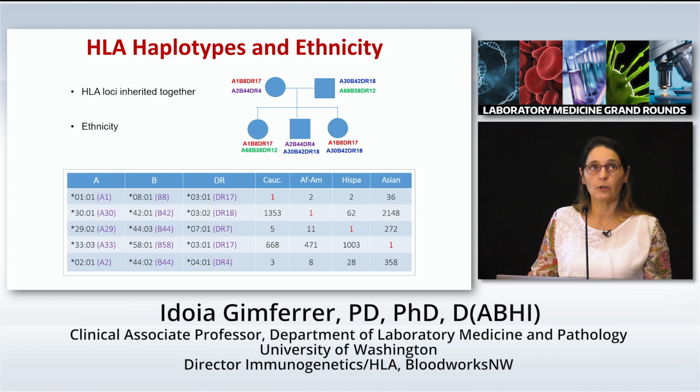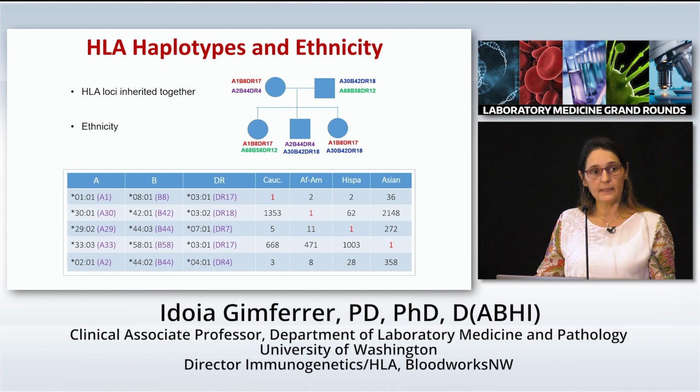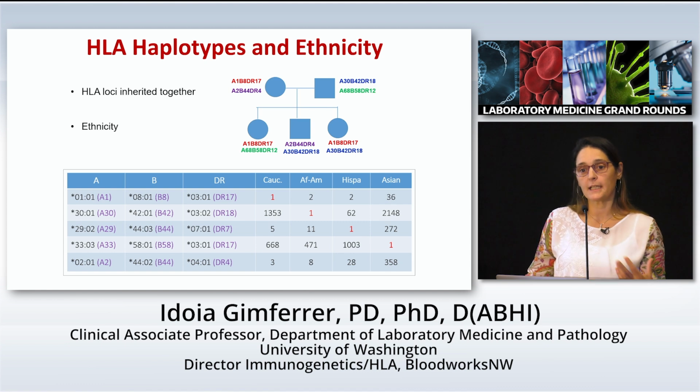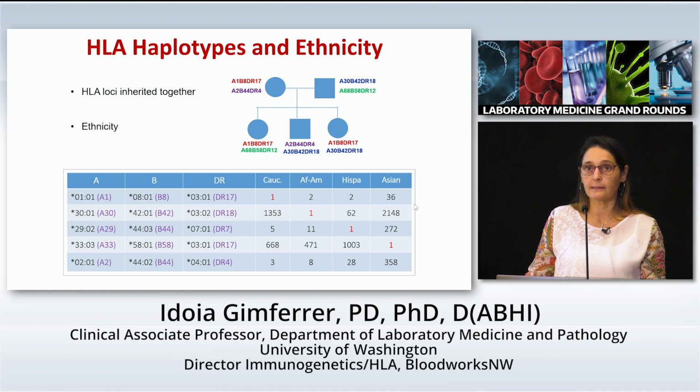Also, another characteristic of the HLA is that it is ethnicity or race dependent, in the sense that every ethnicity has a different frequency of HLA. For Caucasians, A1, B8, DR17 is ranked number one, so it's the one that you find most frequently, but it's much less frequent in Asians, where it's ranked number 36. The most common in Asians, A33, B58, and DR17, is much less common in the other ethnicities.